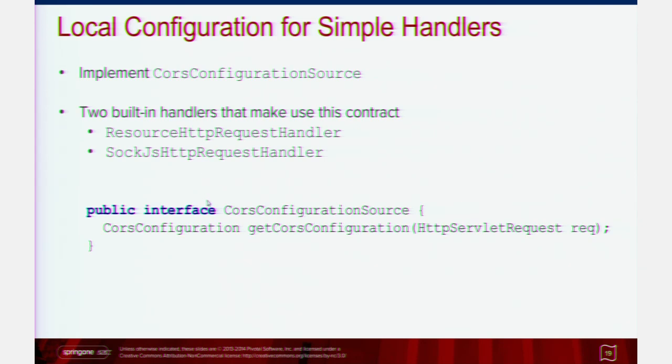For additional simple handlers, this is now outside of annotated controllers, but if you have something like an HTTP request handler like we do for SockJS purposes or for resource serving, then you can implement CorsConfigurationSource, and that allows you to indicate basically what's the CORS configuration for a given request. So there you have to do something like look at the request URL, and maybe based on a map of patterns or something like that, you have to decide what's the CORS configuration for that.